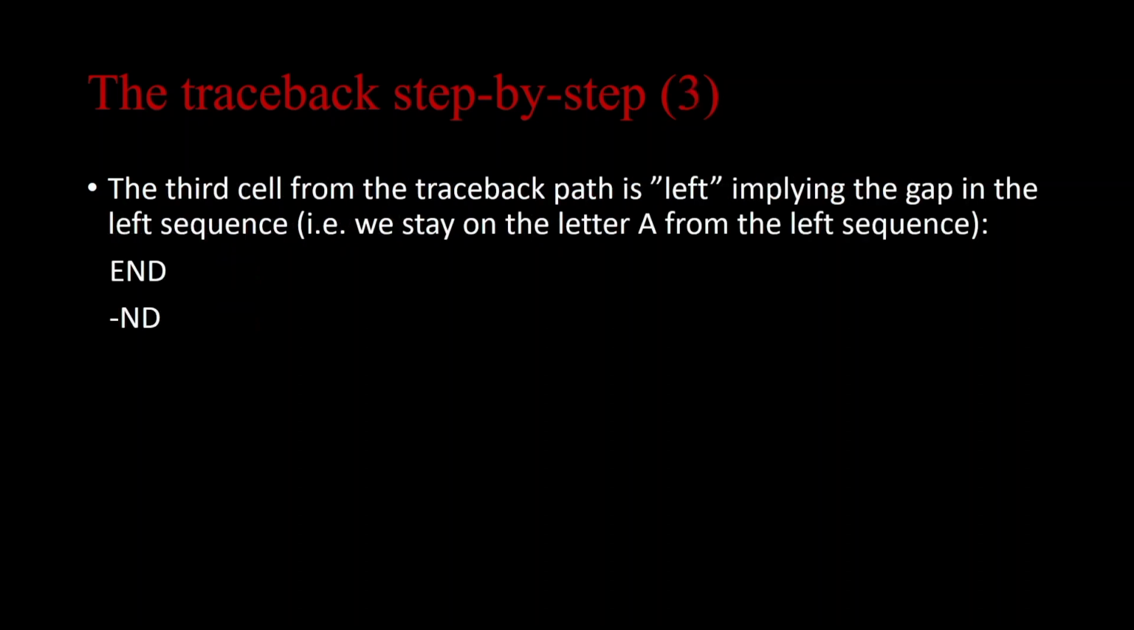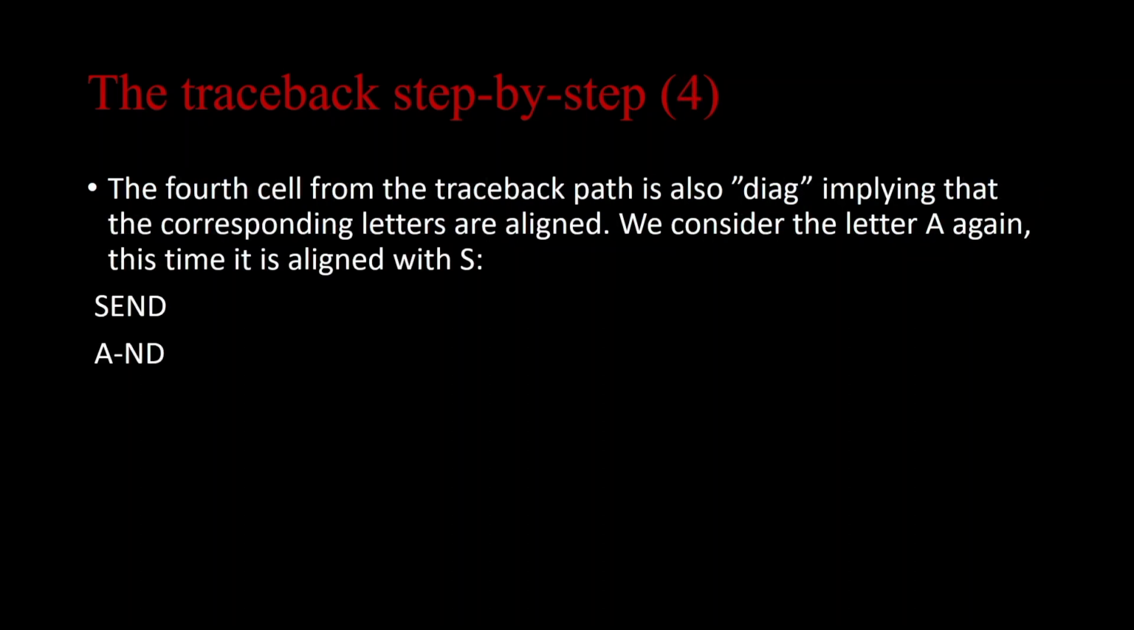The third cell from the traceback path is left, implying a gap in the left sequence. We stay on the letter A from the left sequence, which in the upper sequence will be E, and in the lower sequence it will be a gap. The fourth cell from the traceback path is also diagonal, implying that the corresponding letters are aligned. We consider the letter A again. This time it is aligned with S and A.